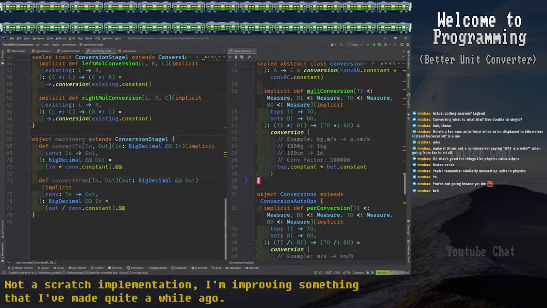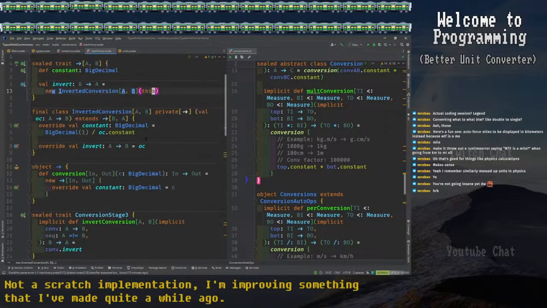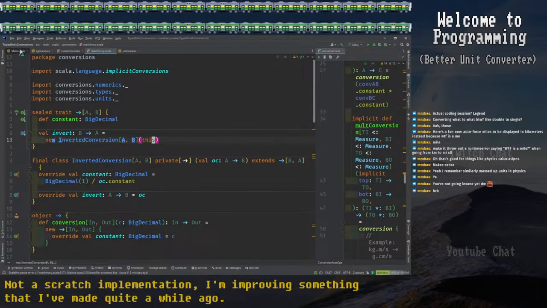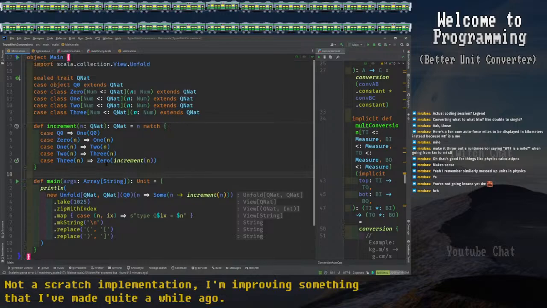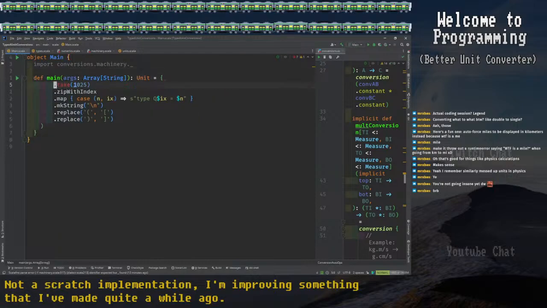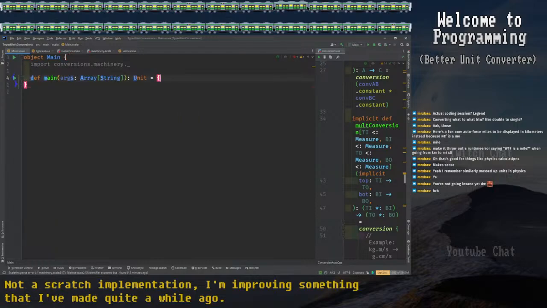Okay, I think I have something. Let's try it out. This is a horrible idea. So we have a main class here that I can just borrow. We defined everything inside machinery.